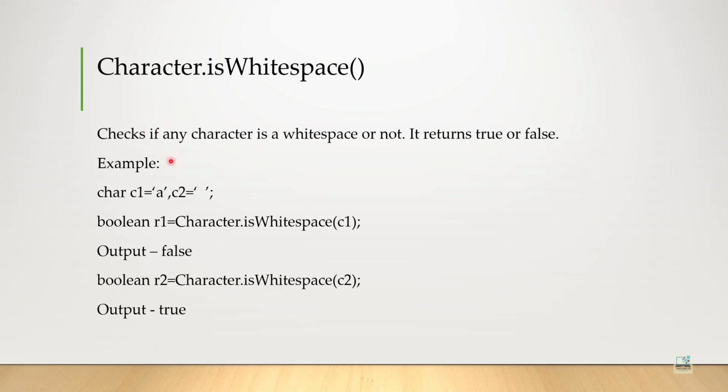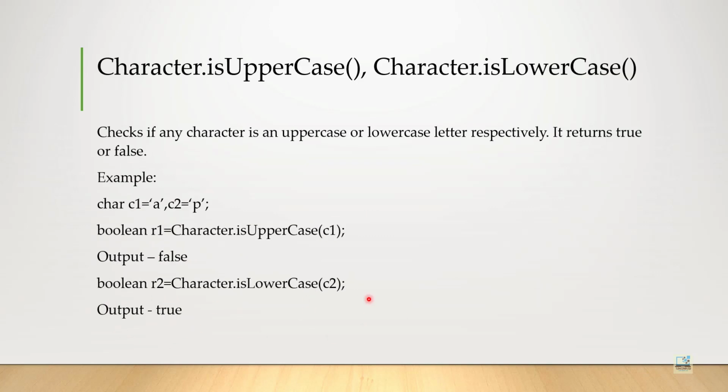Next function is isWhitespace. This function will accept any character and return true if the character is a space, means white space. Like in my example, C1 is containing a letter, C2 is containing a space. If I pass C1, then it will return false because C1 is a letter, it is not a space. But if I pass C2, it will return true because C2 is a space.